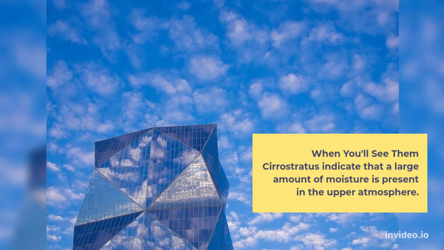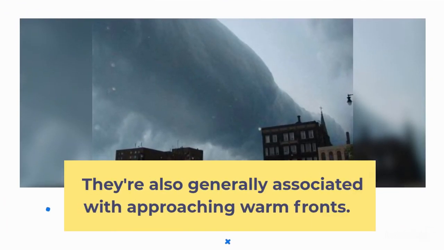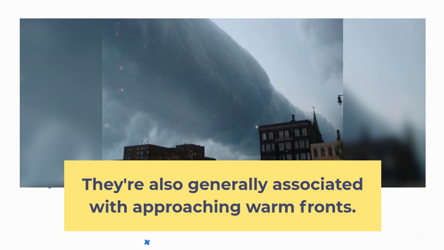When you'll see them: cirrostratus indicate that a large amount of moisture is present in the upper atmosphere. They're also generally associated with approaching warm fronts.